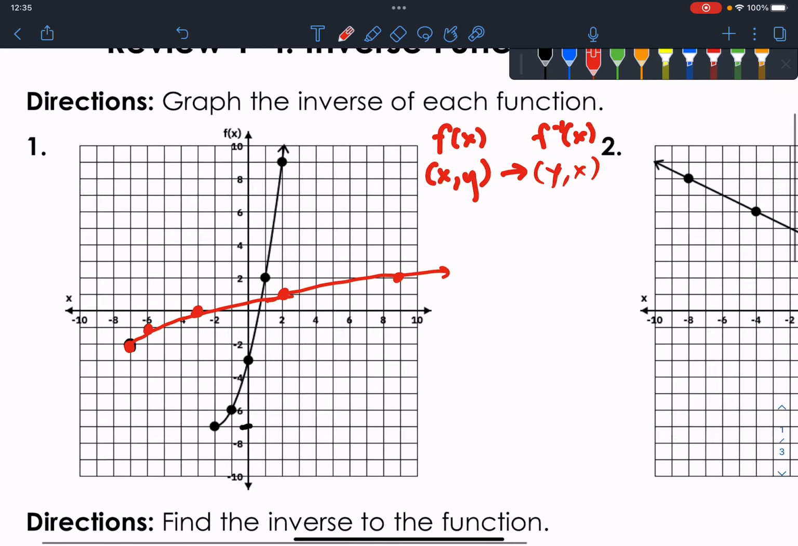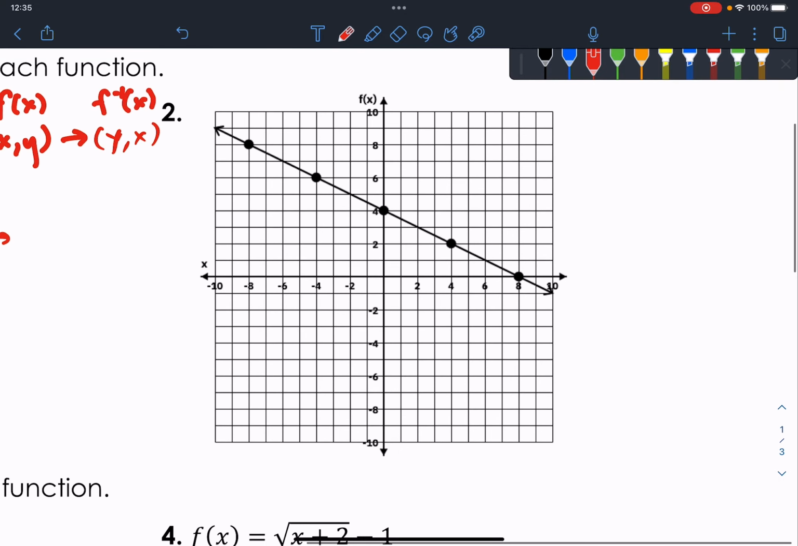For number 2, we want to do the exact same thing. Again, to draw the inverse, we want to reflect this graph across this diagonal line. So we simply switch the coordinates to every point that we see here. So starting with this point up here, this point is at -8, 8. So the inverse would be at 8, -8.